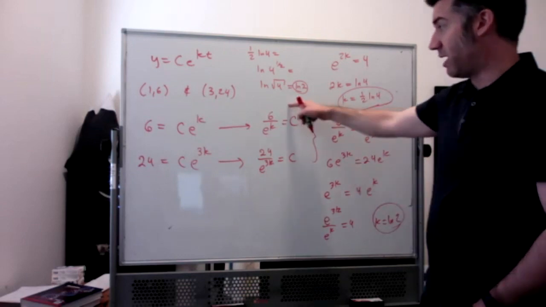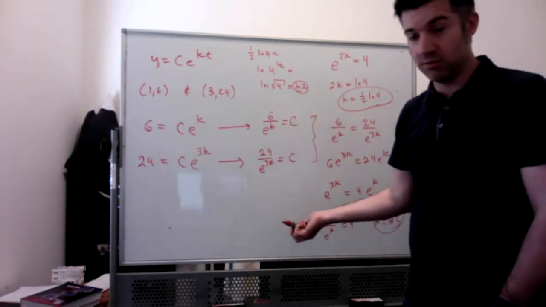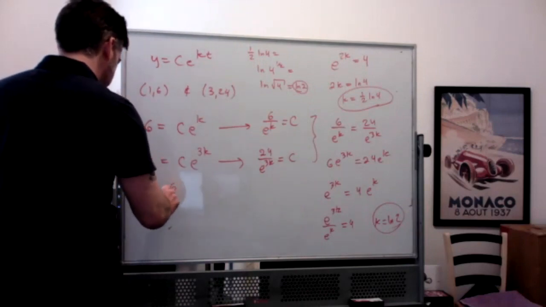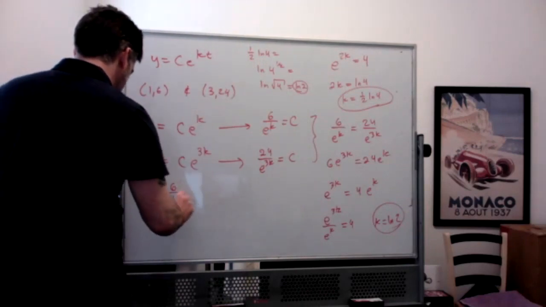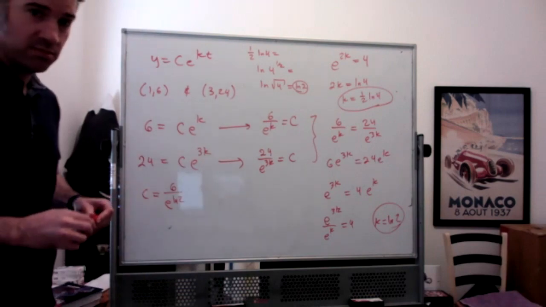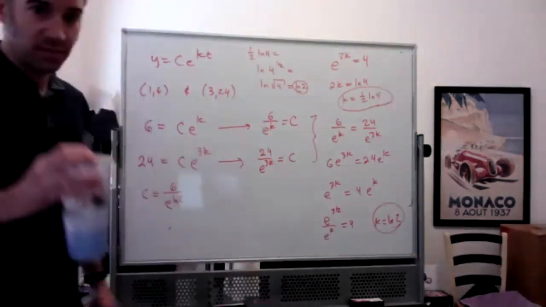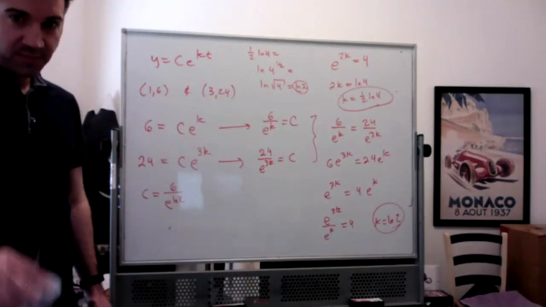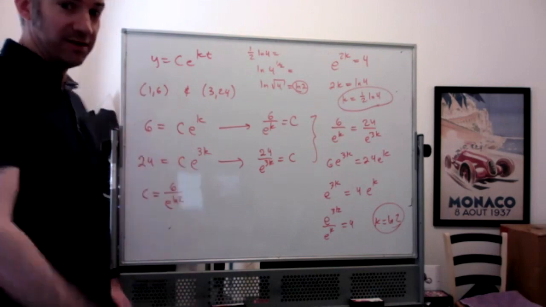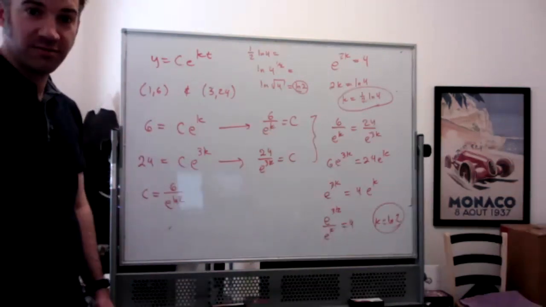And then we can use either one of these equations to find c. If I plug it in here, c equals 6 over e to the natural log of 2. Can anybody tell me what nice integer number that is? If it was in class, I would ask you to show me on your hand, and you would only need one hand to tell me what that number is.